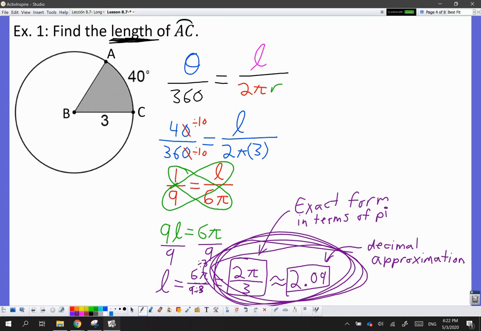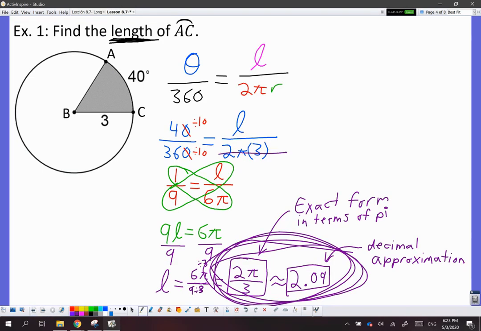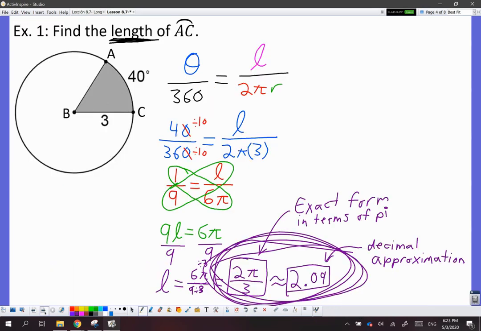All right, so let's take a look at the next example here, which is the same circle, same everything, same arc measure, same radius, but this time they're asking us to find the area of the shaded sector. So you see how the question now is asking for the area. So that tells me that I'm not going to be using the 2 pi r anymore. This time I'm going to be using the pi r squared. So I need to use this proportion, which is almost the exact same thing. The only thing that really changes is that pi r squared.